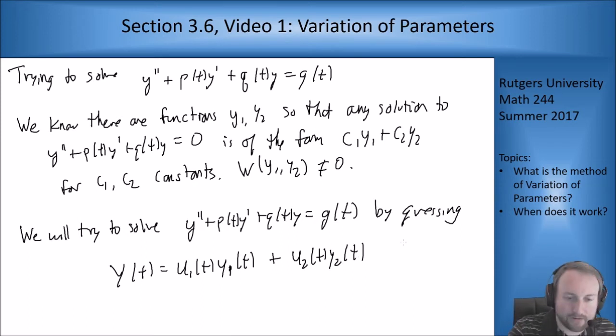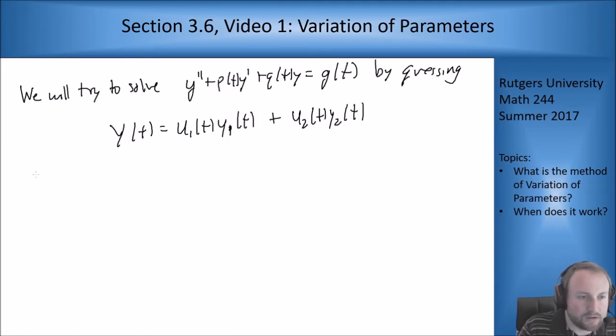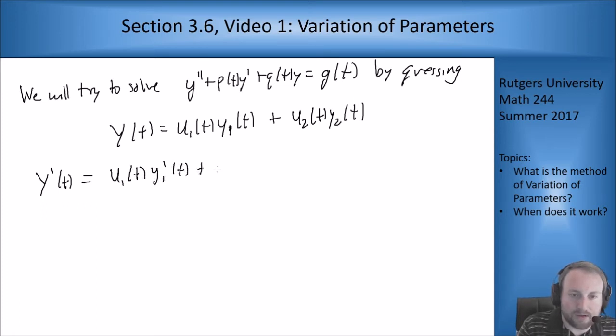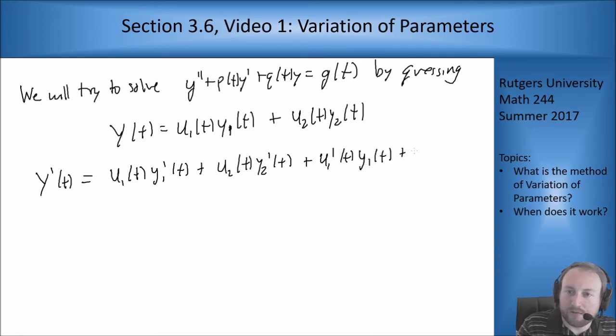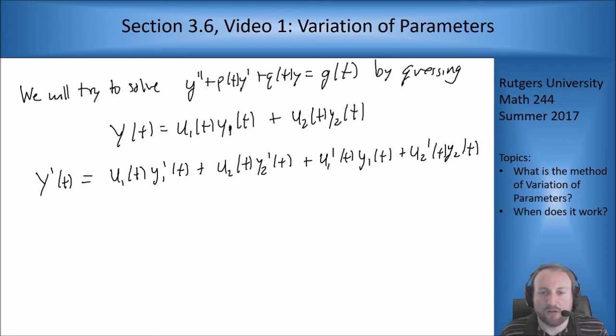So let's take the first derivative, and this just comes from the product rule. So y prime of t is what? I'm going to write these terms in a weird order, and I'll explain why when I'm done. u1 of t, y1 prime of t, plus u2 of t, y2 prime of t. That's the derivatives hitting the y terms, plus u1 prime of t, y1 of t, plus u2 prime of t, y2 of t. All right, so I have the product rule terms. All four terms are there.